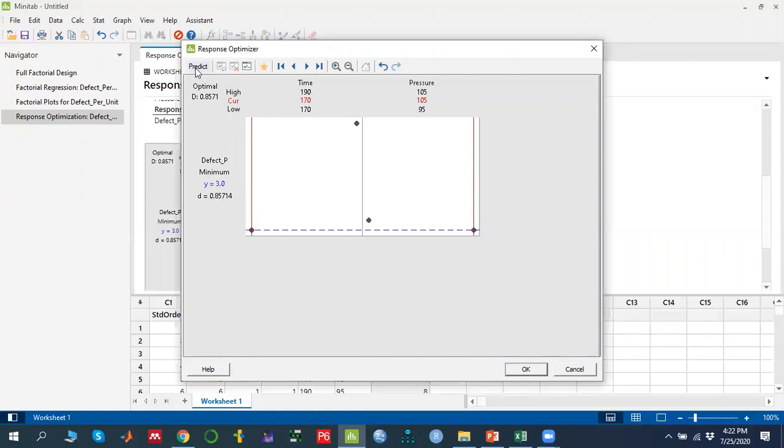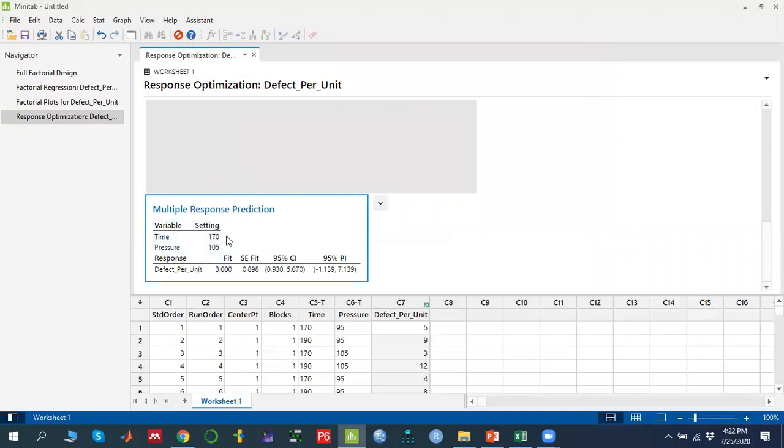Now we can also predict. If I click over here, I will get these results. The fit value is basically that the defects per unit would be 3, at a 95% confidence interval, meaning 5% error. So we are 95% confident that the predicted value will lie within this range. The defects per unit will lie within this particular range. I hope you understand this one.